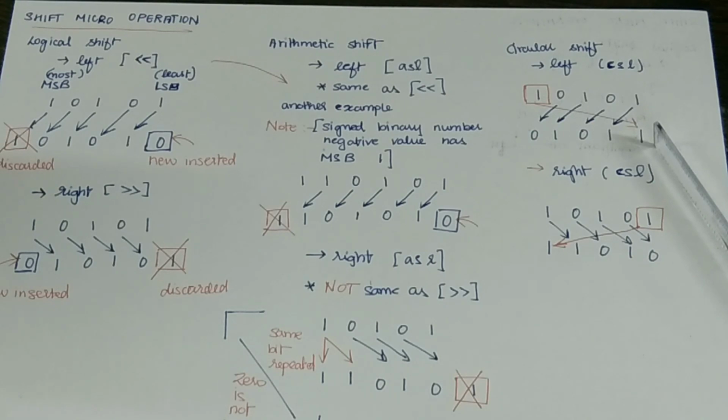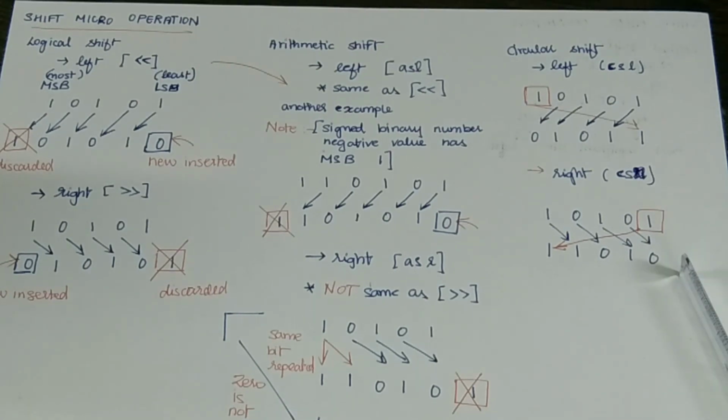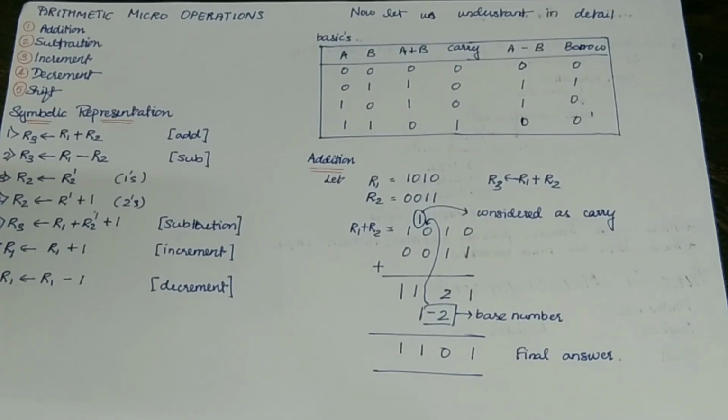Now let us understand circular shift. In case of circular shift left, the MSB is replaced with LSB, whereas in case of circular shift right, LSB is replaced with MSB.